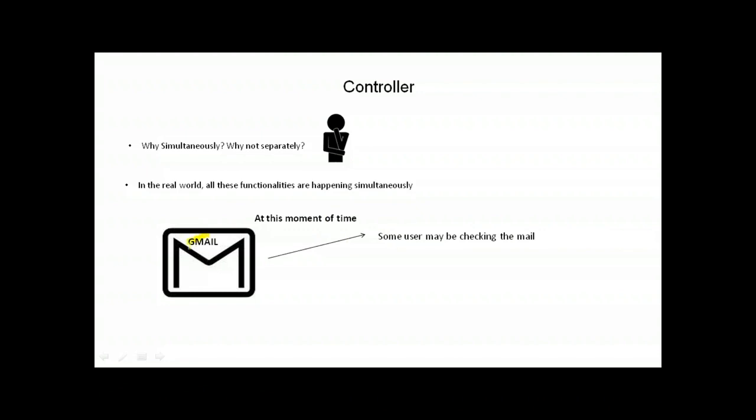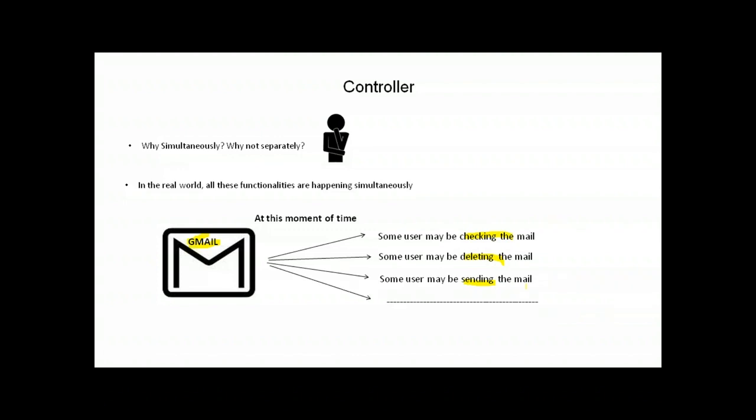Let's go back to our Gmail. Gmail is used all over the world. Some of them are checking the mail, some of them are deleting the mail, some of them are sending mails. Different people are doing different things at this point of time, which is 8:24 a.m. India time. Different people are doing different things on the application. So we have to simulate the same thing in our performance testing environment as well.